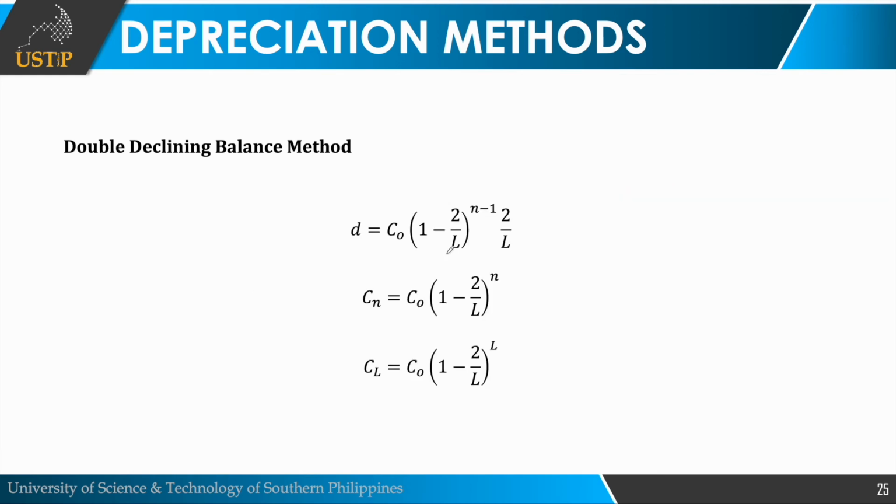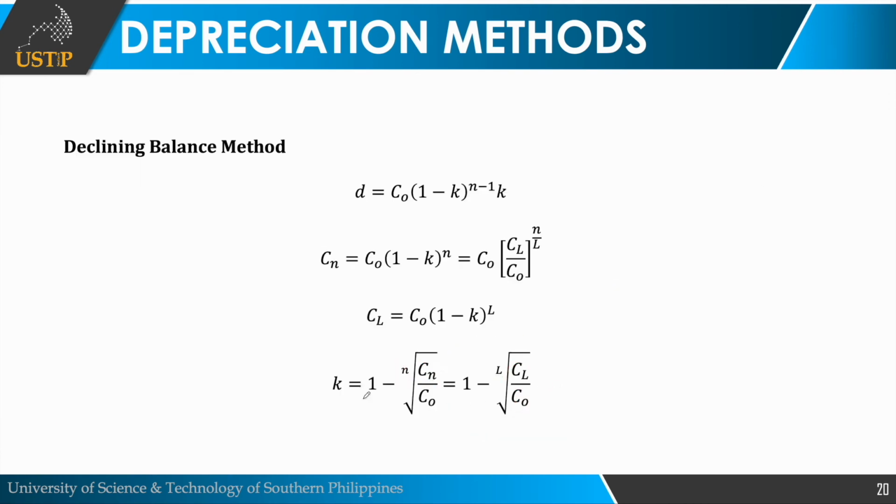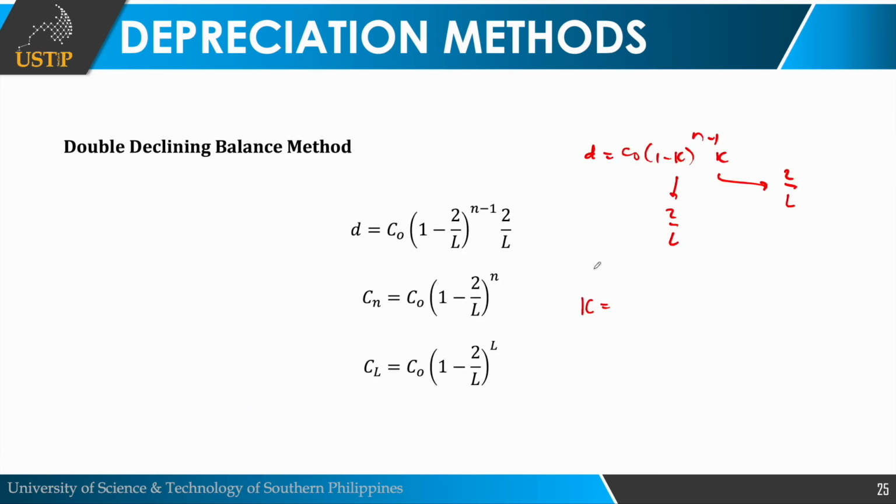Okay, we have this formula. It is the same as the declining balance method. If you recall, that is C sub O times (1 minus K) raised to n, or n minus 1 times K. So just replace the K with 2 over L. Everything else is the same. We no longer have the complicated K formula, because instead of that, our K is simply 2 over L.